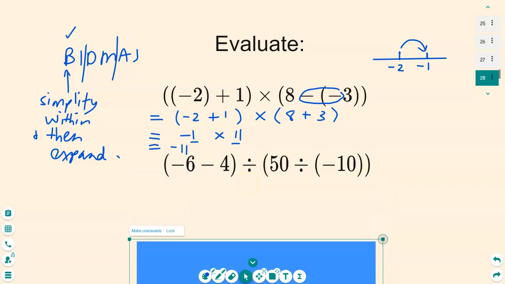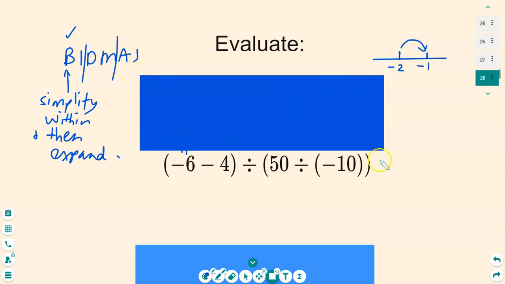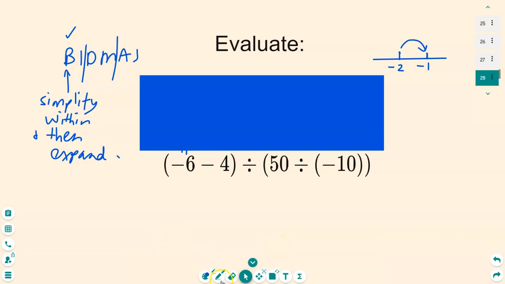Let's do this. Another one. So maybe what I'll do is I'll cover that up for a bit, just because it gets a little bit overwhelming. Okay, lots of operation signs. No fear, I have my BIDMAS strategy to keep me on track. B means simplify within the brackets, within any pairs of brackets. So I can see a pair of brackets here and a pair of brackets here.